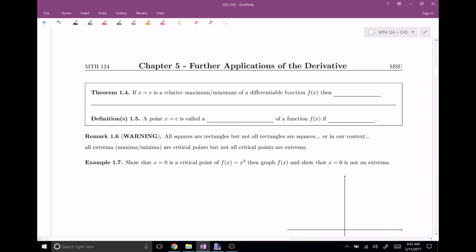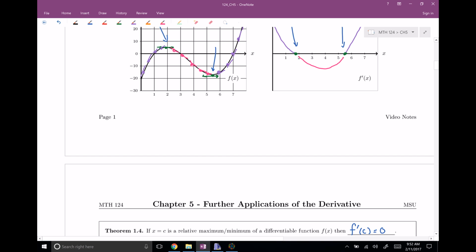I've given us a theorem, right? So if f of x is equal to c is a relative maximum or minimum of a differentiable function f of x, then the derivative is going to be equal to 0. Okay, so again, relative maximum or minima, the derivative is going to be 0 there. That's basically what we showed with this example right here.